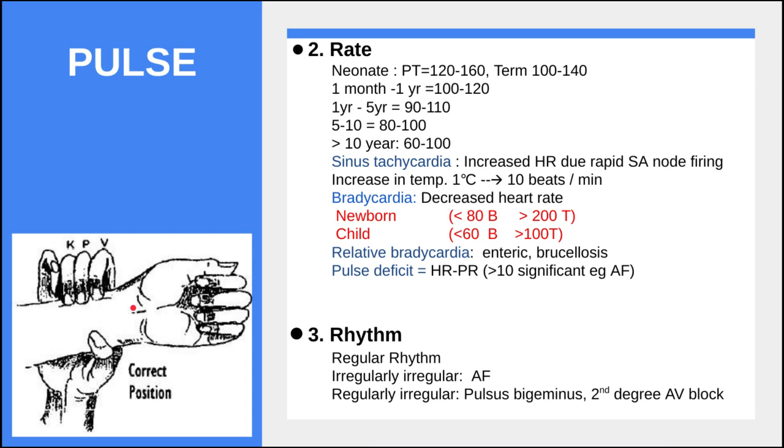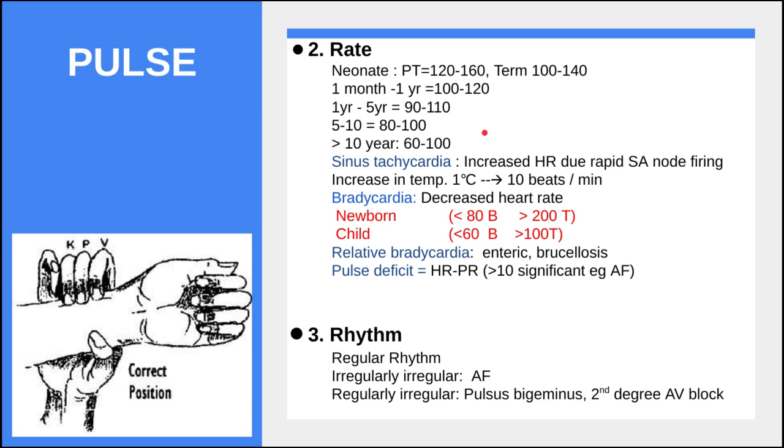Then the second parameter is pulse rate. Pulse rate varies with age and condition of the child. Normal pulse rate ranges from 120 to 160 in preterm and 100 to 140 in term babies. Then 100 to 120 in the age group of 1 month to 1 year, and 90 to 110 in 1 year to 5 years, then 80 to 100 in 5 to 10 years, and in more than 10 years it is 60 to 100.